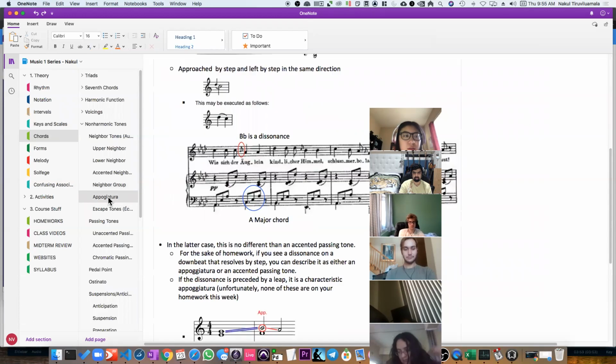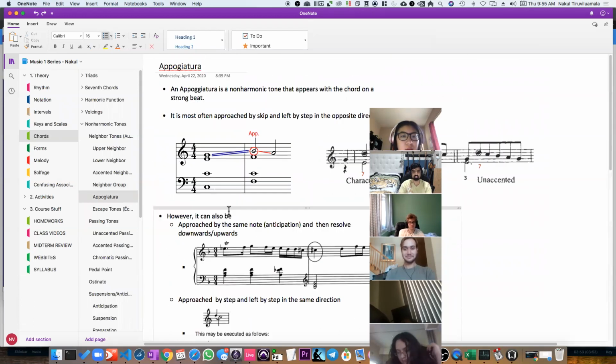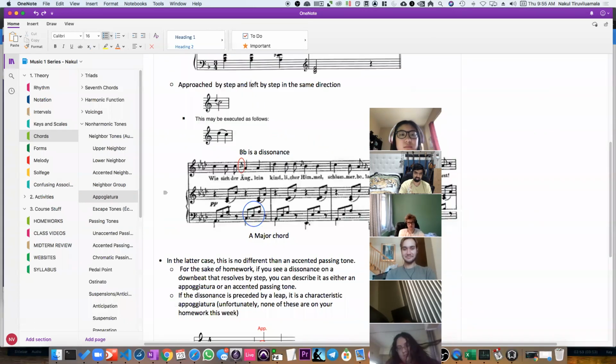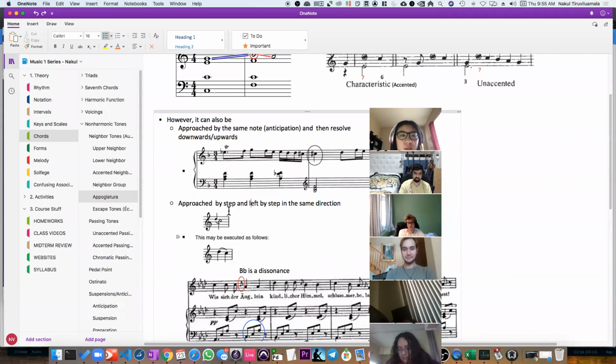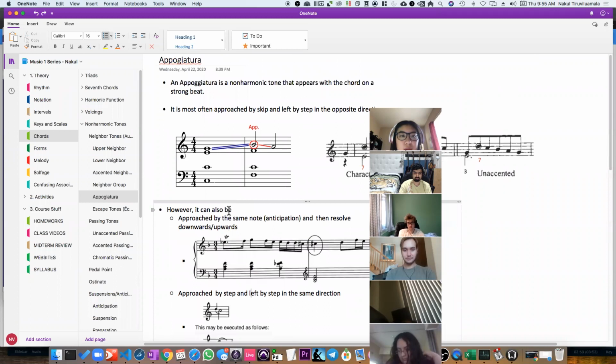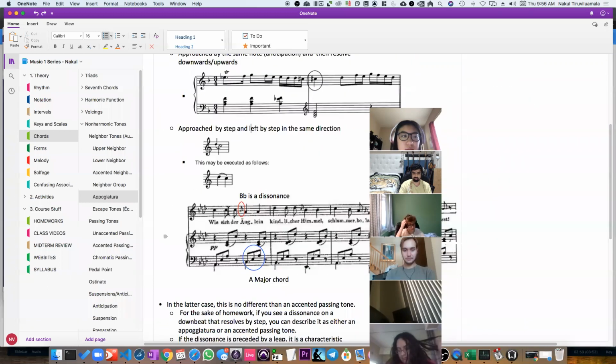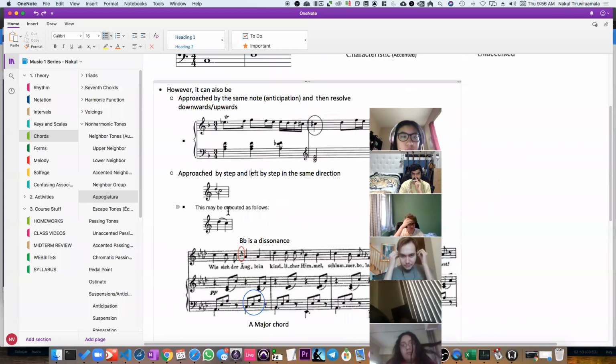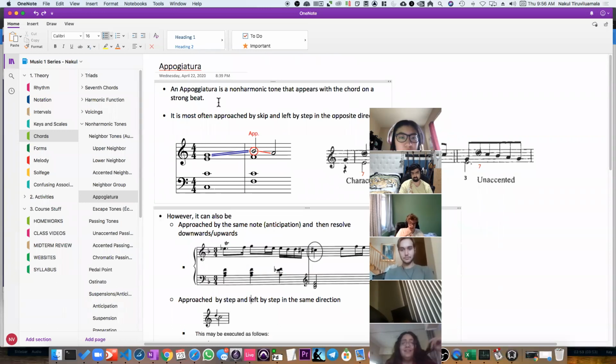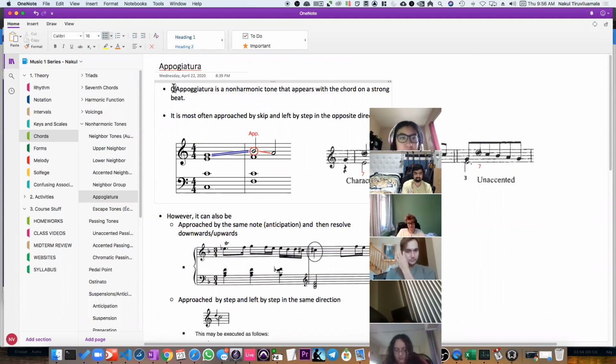All right, so now we have the appoggiatura, right? I have a lot of stuff written here because this book has so many weird definitions. This book has a definition that I don't like, but it's technically valid. So we have to be clear about this. An appoggiatura, the classic definition.